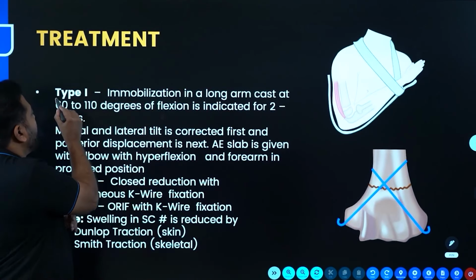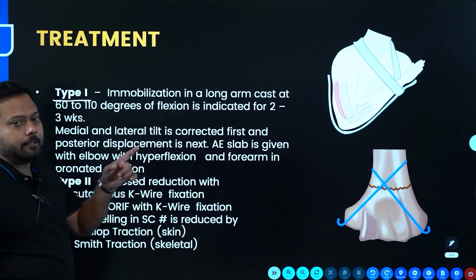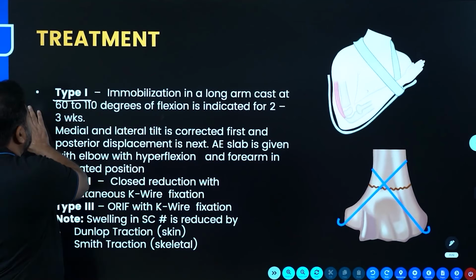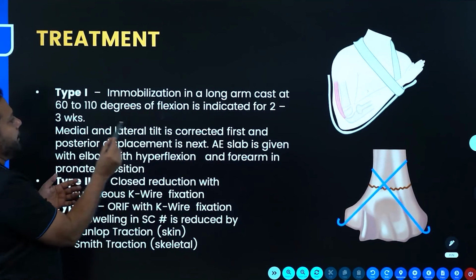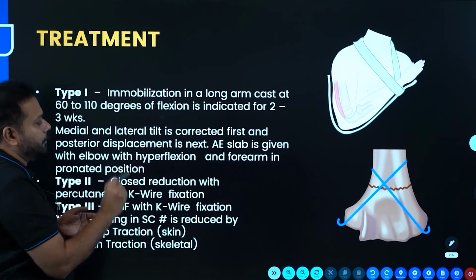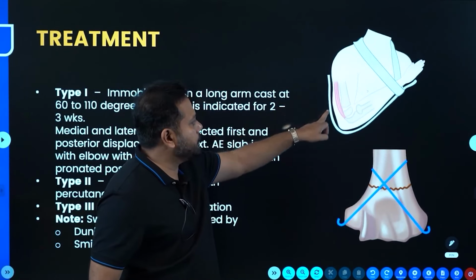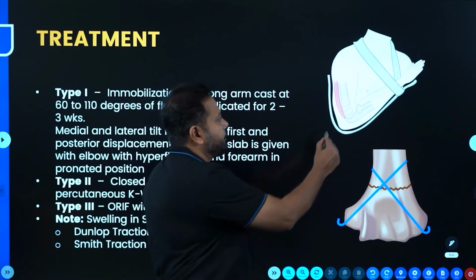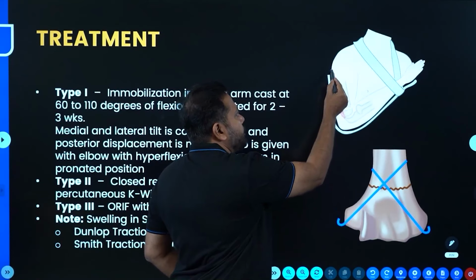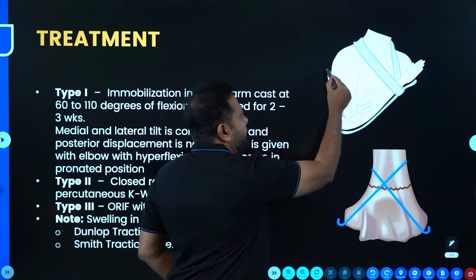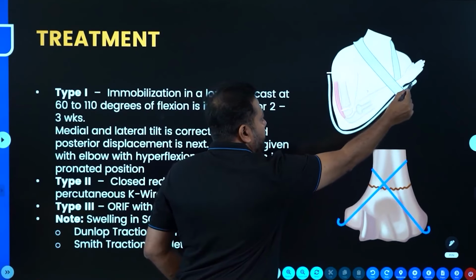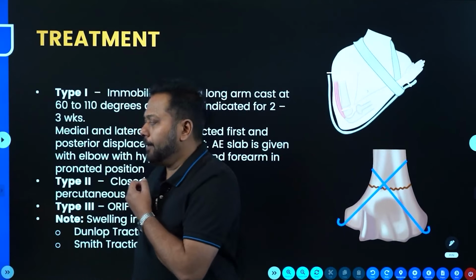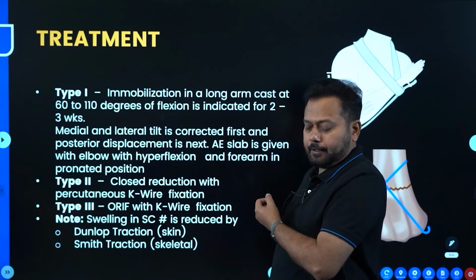You see, in type 1, what is the best treatment you can do? Immobilization in a long arm cast at 60 to 110 degree flexion, and you should maintain that for 3 weeks. So look at that, you are just maintaining a flexed elbow. This is the supracondylar fracture. You are in a long arm cast from the insertion of the deltoid till your wrist. You are immobilizing the elbow at 60 to 110 degrees.